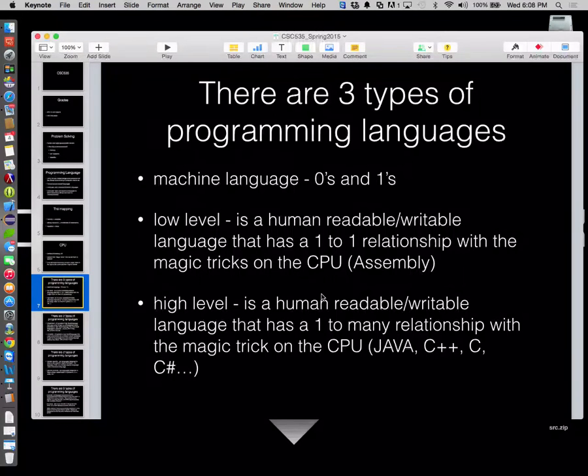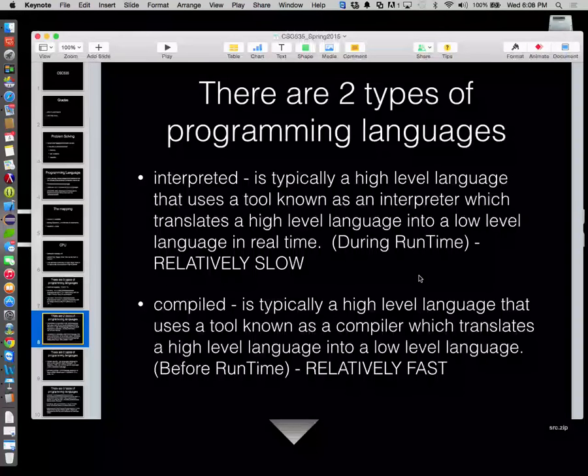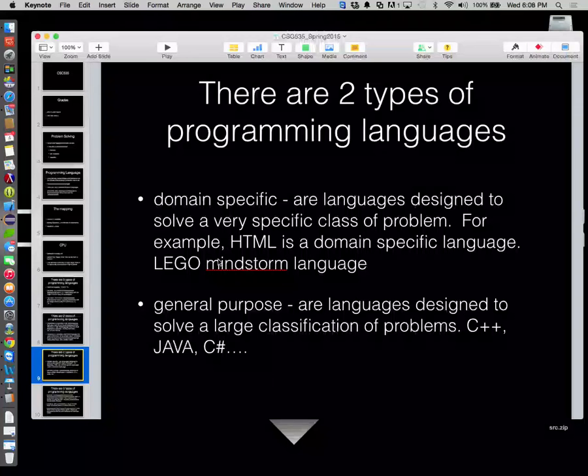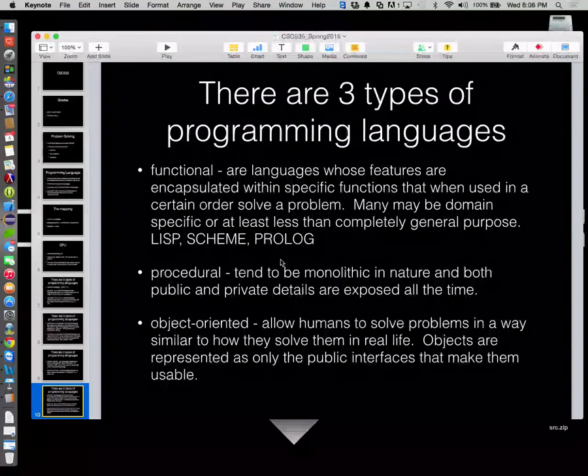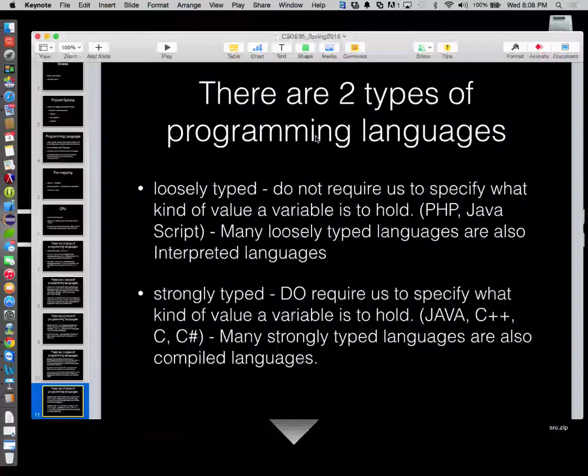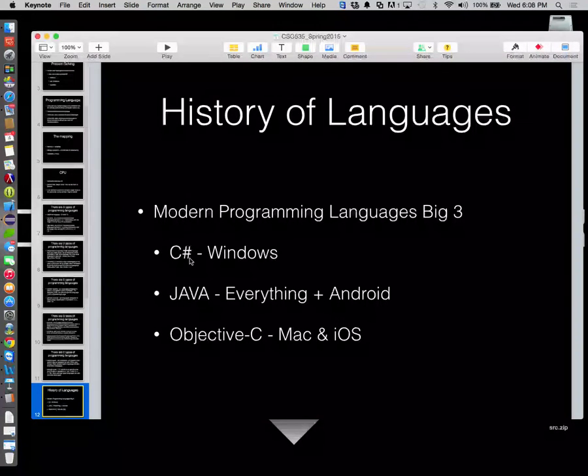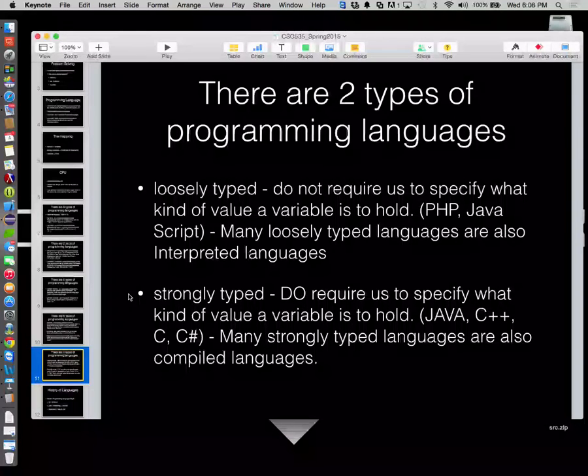Then we went through all these slides about 3 types of languages: machine, low, high; 2 types of languages, interpreted and compiled; domain-specific versus general purpose; functional, procedural, object-oriented; loosely typed versus strongly typed. We'll come back to this in a few minutes when we start talking about variables.